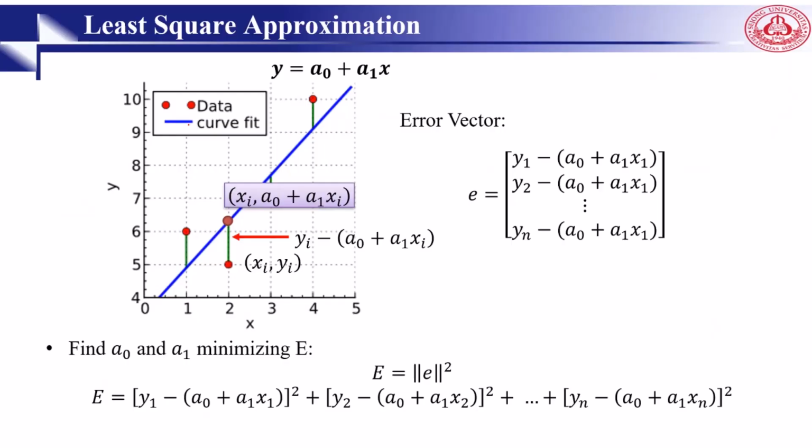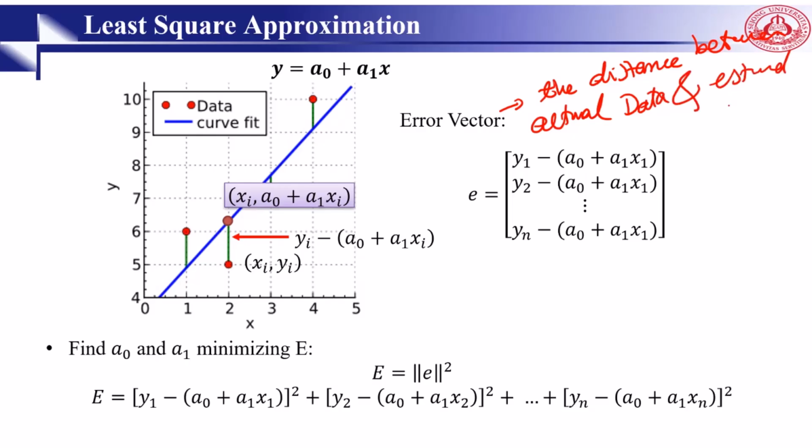So we listed the error. Error is the distance between actual data and predicted or estimated one, the blue line, right? This is the distance. You can see z, you remember z? So we can say y1 minus (a0 plus a1x). This is the line, right? This is what we have here.